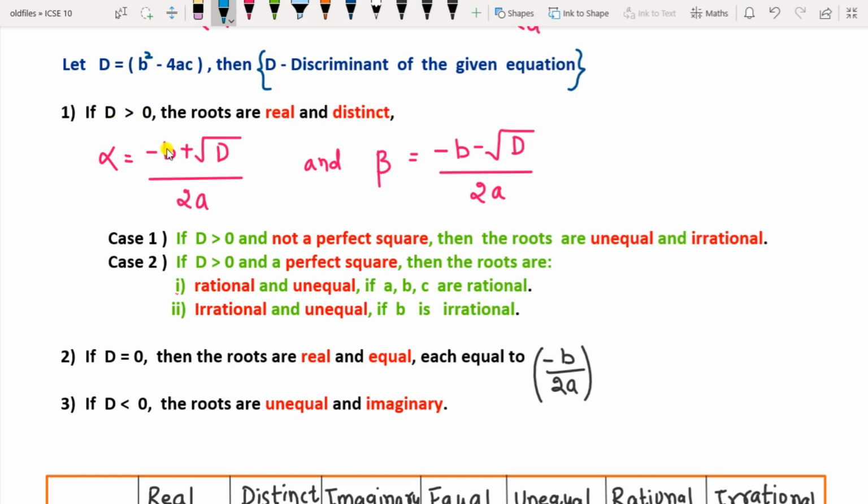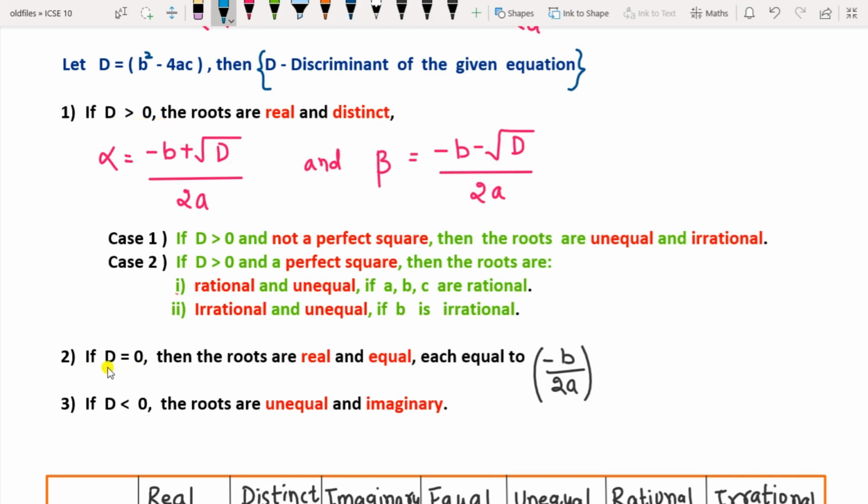Okay. Now in this D greater than 0 case, there again arise two cases. If D is greater than 0 but the value is not a perfect square, like 45, then the roots are unequal and irrational. And if D is greater than 0 and it is a perfect square, like 49, then the roots have again two options. First one is rational and unequal if a, b, c are rational, and irrational and unequal if b is irrational. So that is about D greater than 0, that is D having a positive value.